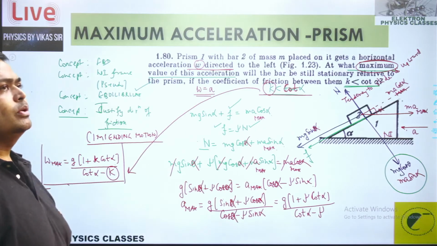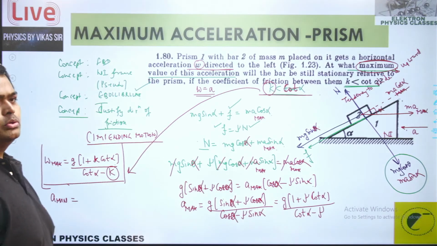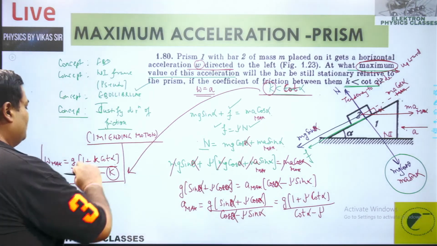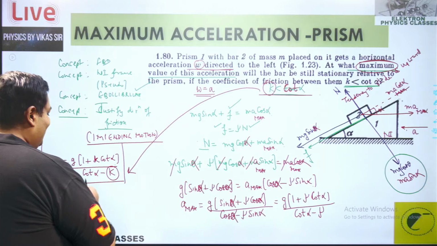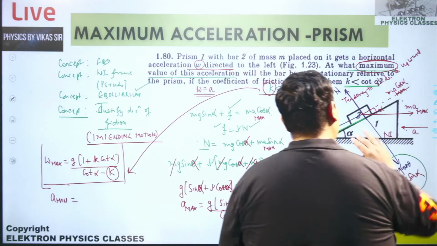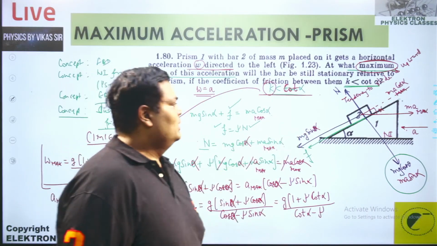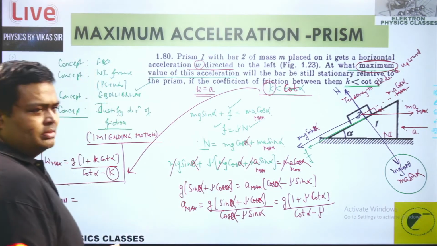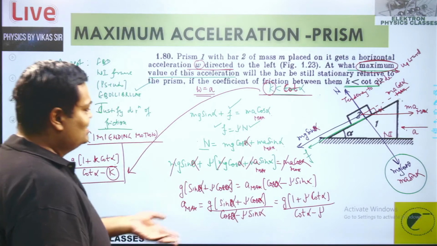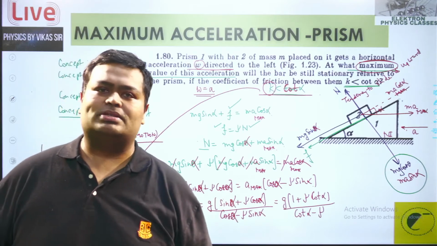And of course, you might get a question: find a value for the minimum acceleration. For the minimum acceleration, you might be tempted to take minus in the numerator and plus in the denominator. The reason is that the friction is going to act up, and so all the signs are going to change. You will get something like that. So you can try that part to find the value for the minimum acceleration.